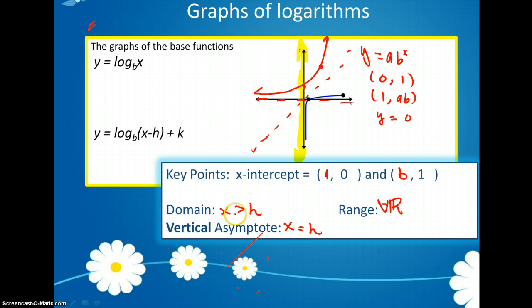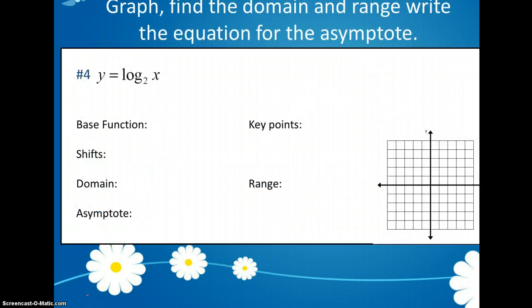We like that we don't have to think so much about whether it's greater than or less than. It's always going to be greater than h. We're going to start graphing now, and we'll see how this goes. I think it'll go well.